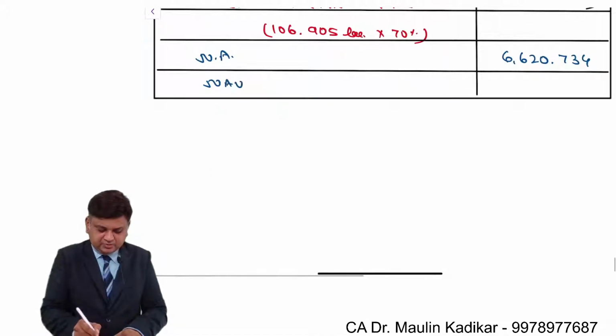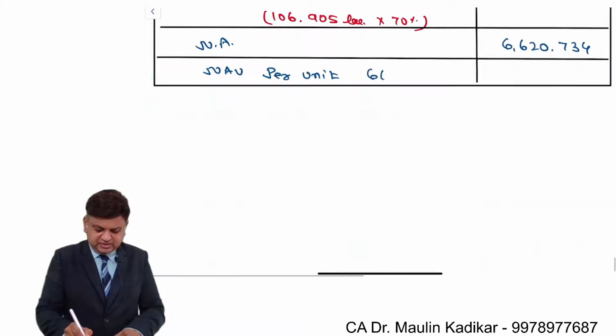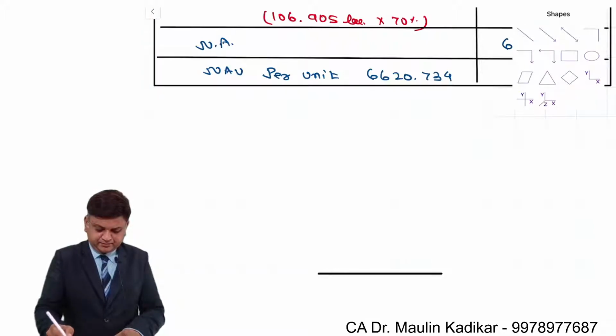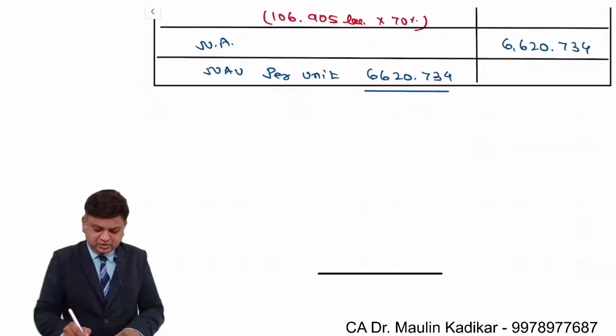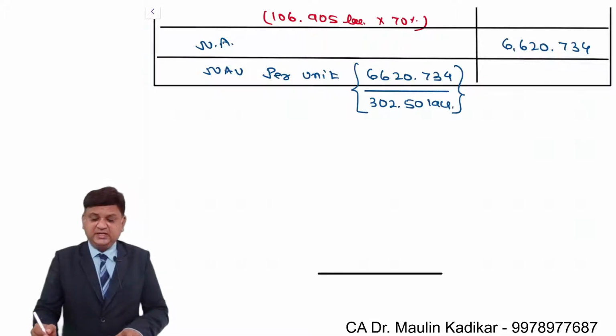So net asset value per unit, if at all you want to calculate, very simple. Nothing is great to be done in that case. It is the net asset that we already have found, 6620.734 divided by 302.5 lakhs. With that, NAV per unit can be found. It is 21.8867.